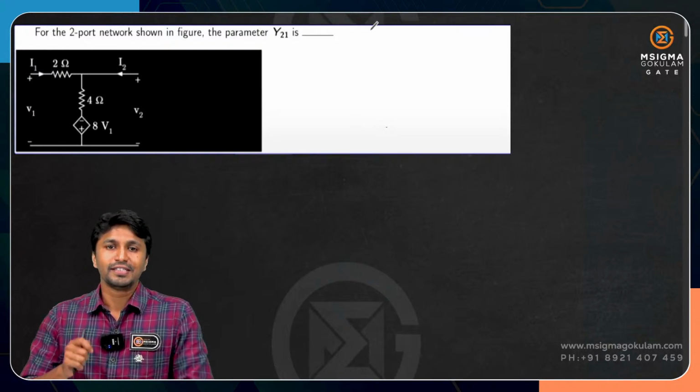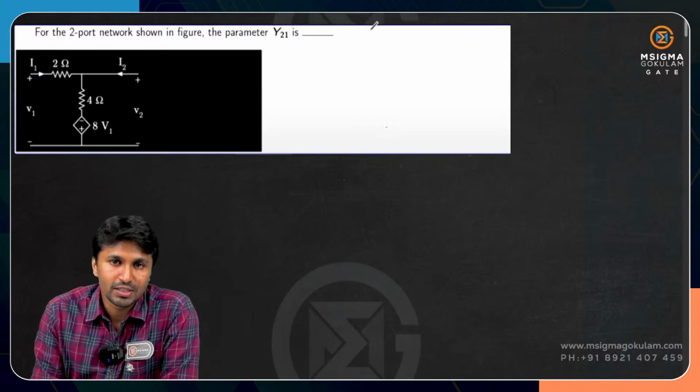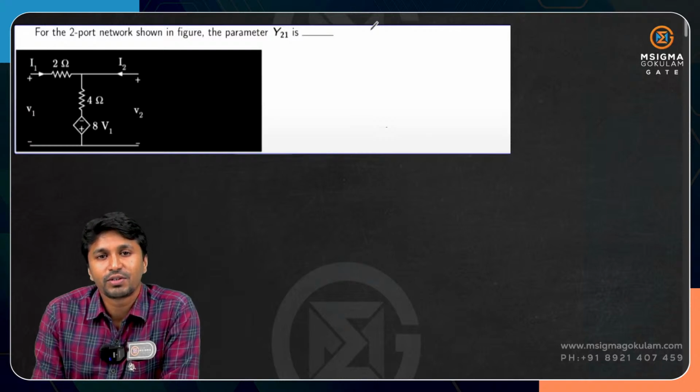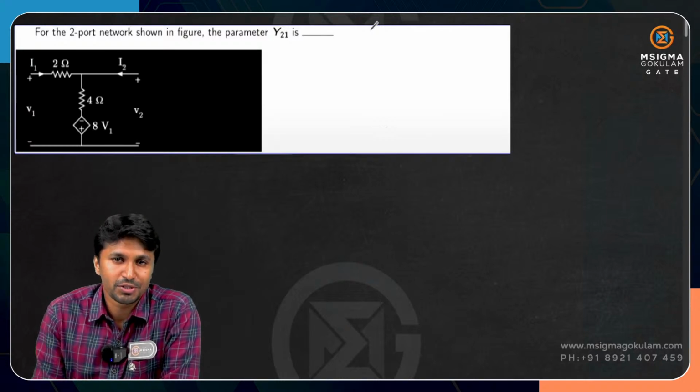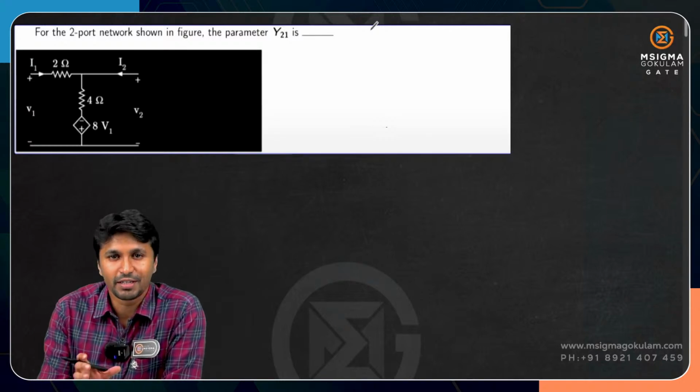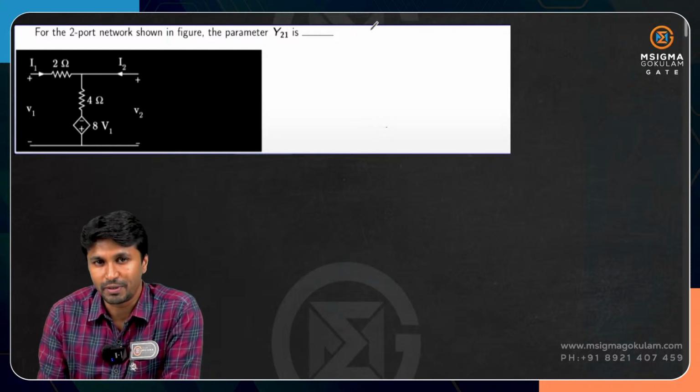So in this session we are going to discuss the problems of GATE 2024 of EC branch, right? Regarding the difficulty level of the question paper, based on the feedback from the students, I would rate the paper as a moderate paper, right?